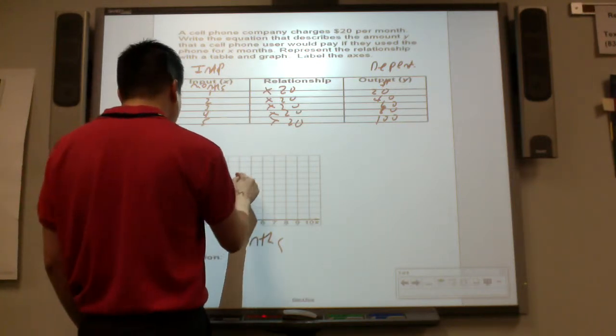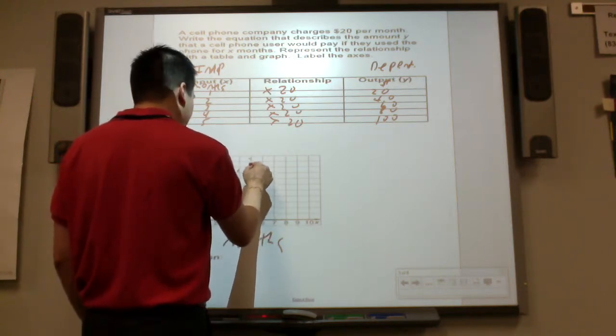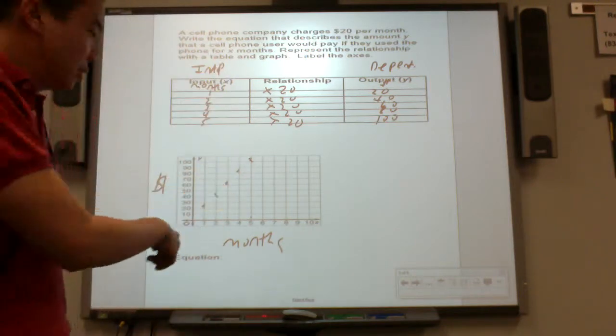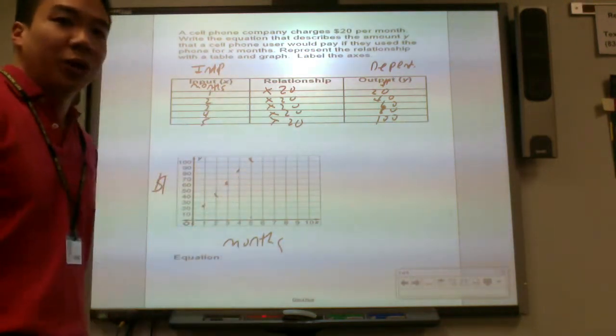In the fourth month, you pay $80. Fifth month, you pay $100. Is this a linear relationship? Does this create a line? It does create a line. If you connect the dots, it will create a line.